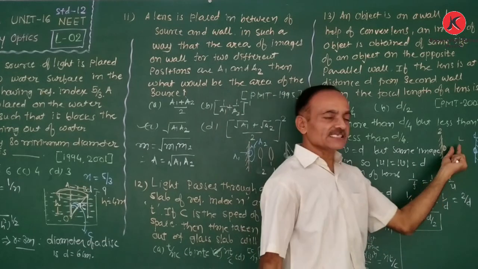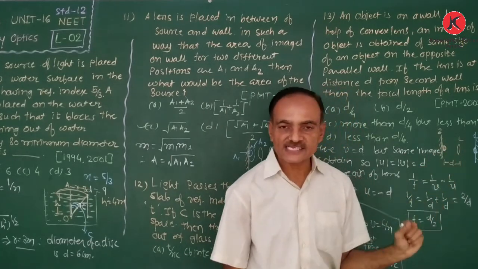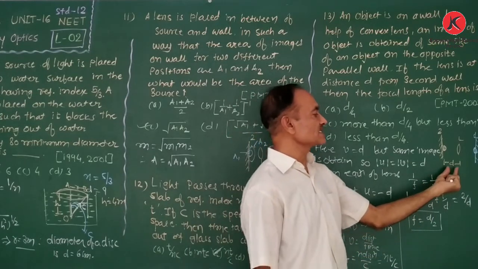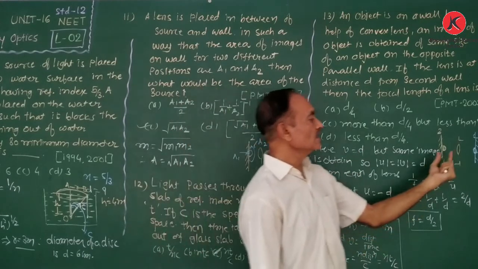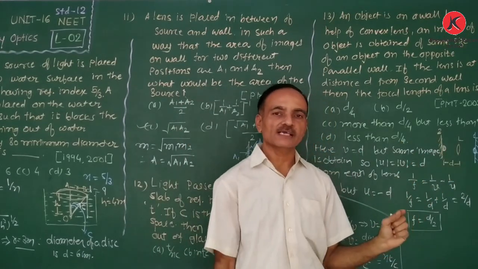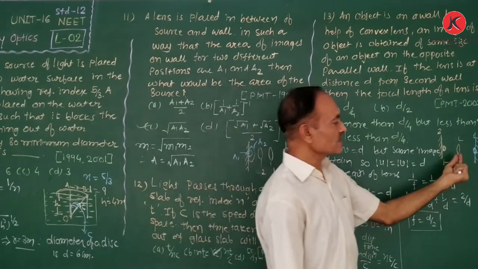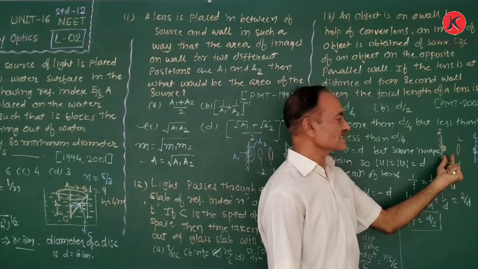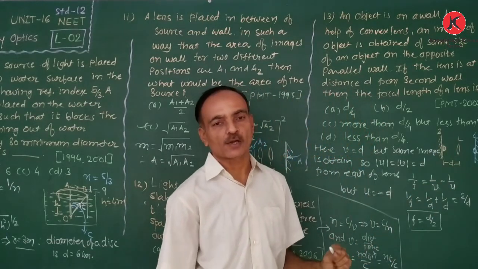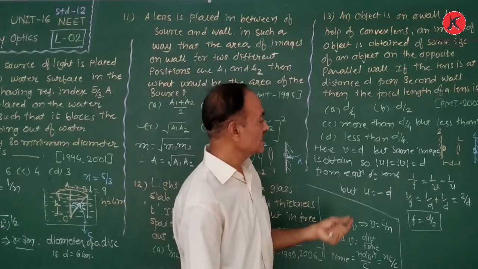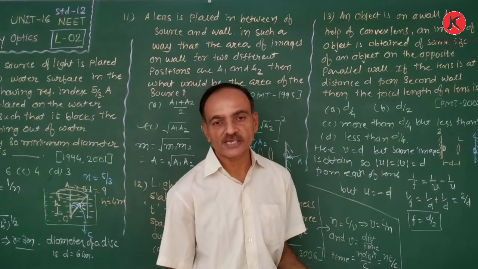Here, the distance between the lens and the other wall on which the image is formed is given. That means the image distance is given. Therefore, v is equal to d. And also, the image obtained is the same size as the object. Therefore, this is possible if and only if both distances are the same. That means the distance of the lens from the first wall and the second wall must be the same. It means the magnitudes of object distance and image distance are both equal to d.